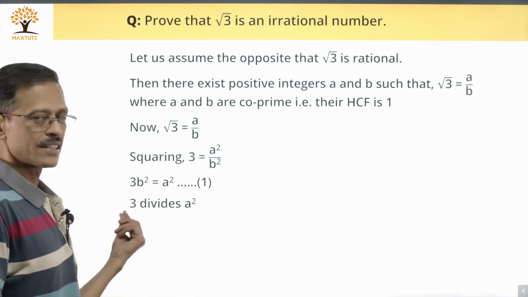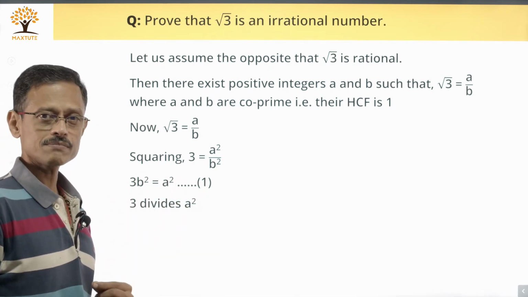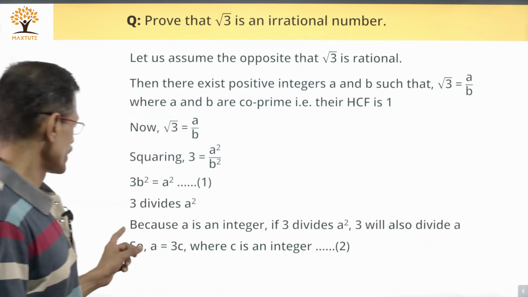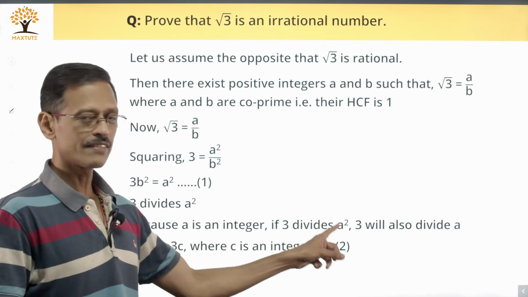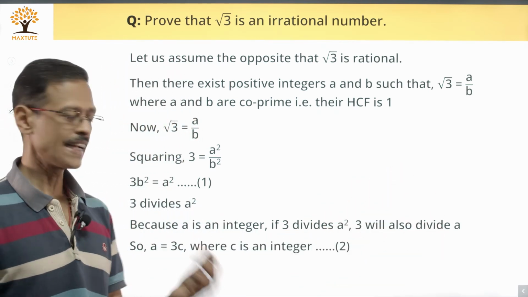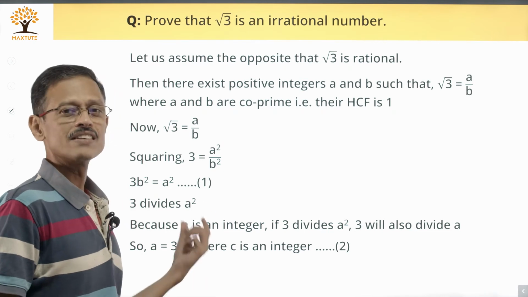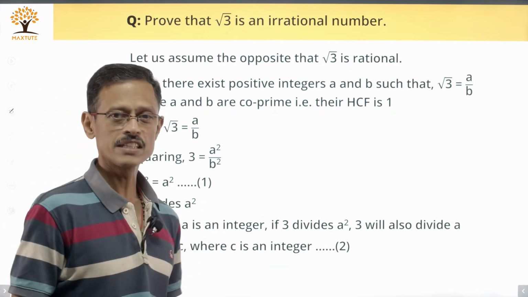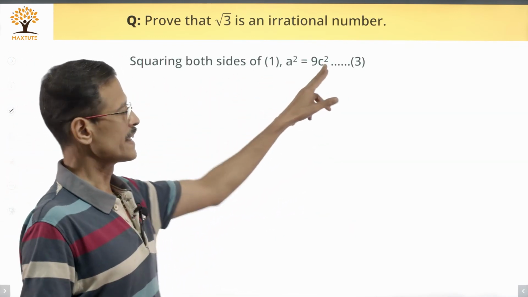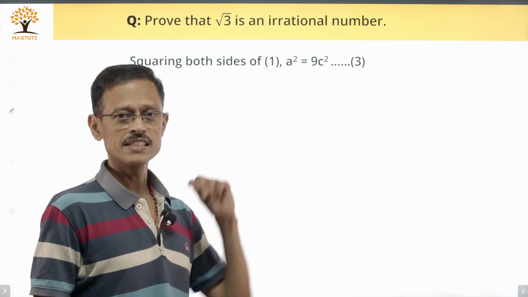This clearly means that a square is divisible by 3. Because a is an integer, if 3 divides a square, then 3 will also divide a, which means we can write a to be equal to 3c, where c is an integer. We'll call this equation 2. We're going to square equation 2. What do we get? a square is equal to 9c square. We'll call this equation 3.